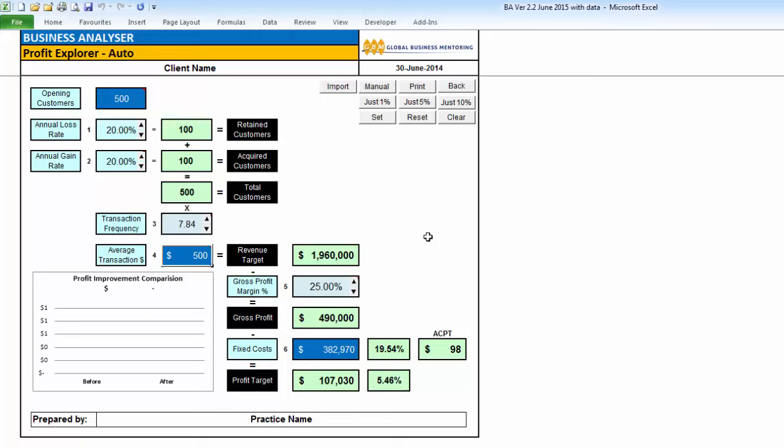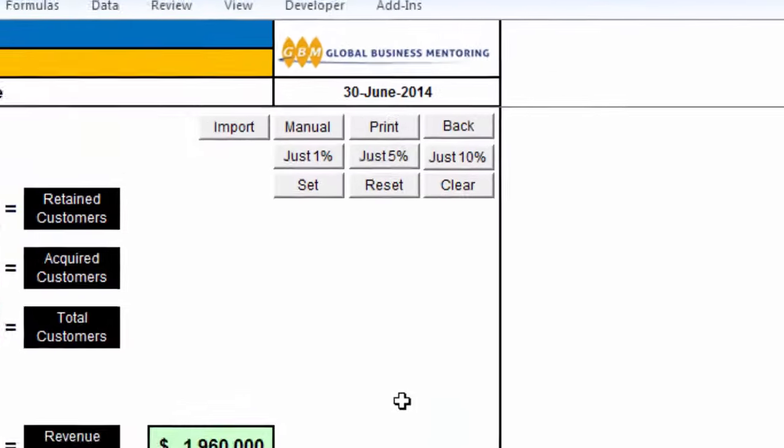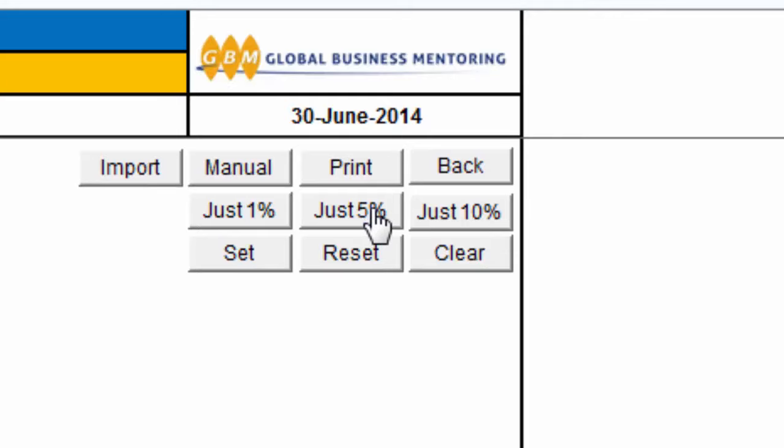And the next thing would be to demonstrate to the client, well, if that's what would happen if it was only a 1% increase, then what do you think that number might be if it were 5%? So let's demonstrate that.